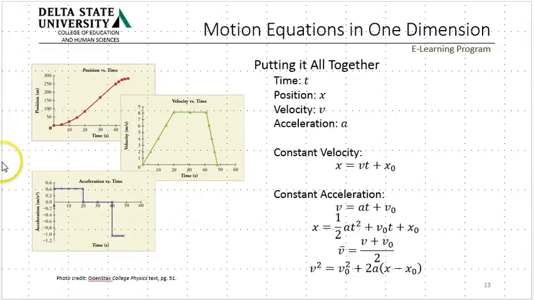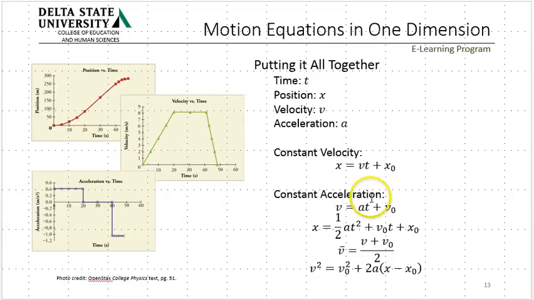So here are 3 different curves, 3 different plots. The top one, this is position versus time. This one is velocity versus time. And this last one is acceleration versus time. All right, so let's look at what this means in terms of math, because remember, physics is all about applying math to what we know.